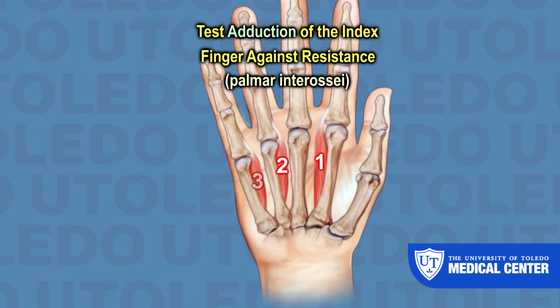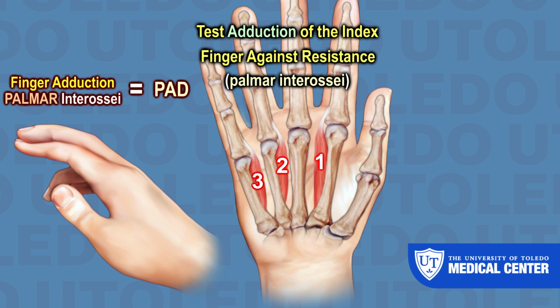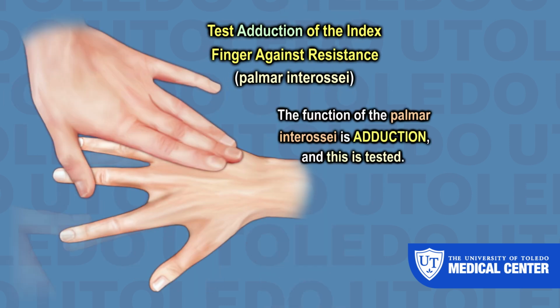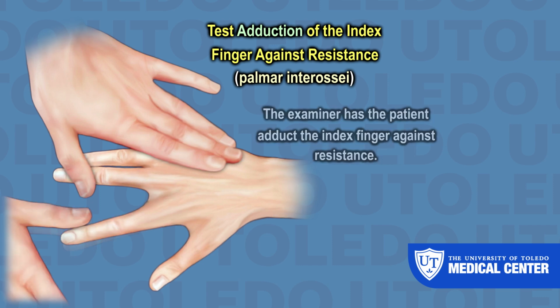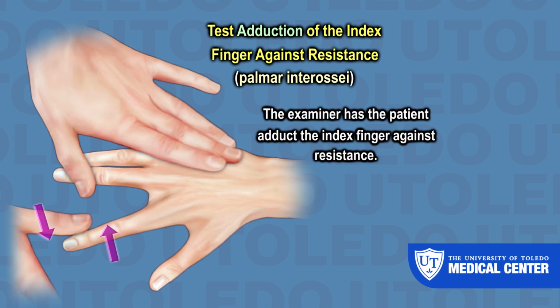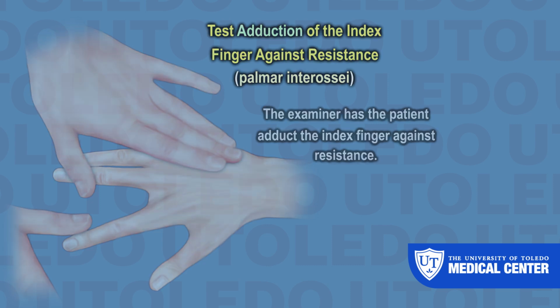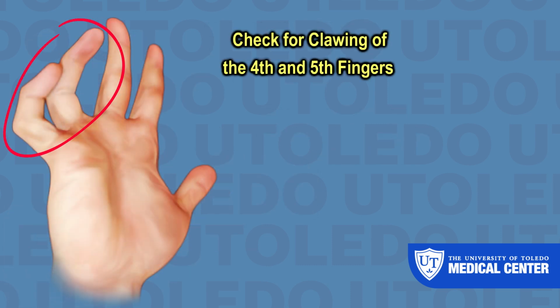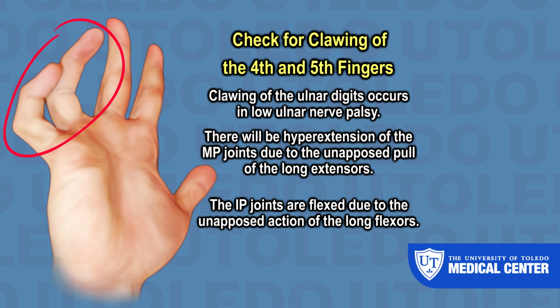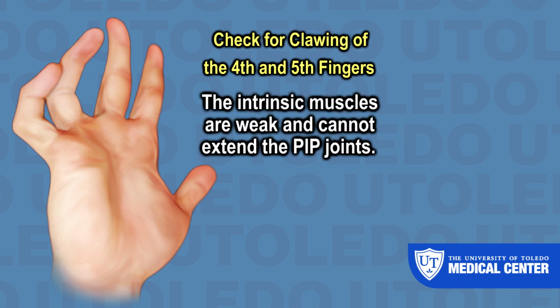Testing adduction of the index finger against resistance. The function of the palmar interossei is adduction. The examiner has the patient adduct the index finger against resistance. Check for clawing of the fourth and fifth fingers. Clawing of the ulnar digits occurs in low ulnar nerve palsy. There will be hyperextension of the MP joints due to the unopposed pull of the long extensors. The IP joints are flexed due to the unopposed action of the long flexors. The intrinsic muscles are weak and cannot extend the PIP joints.